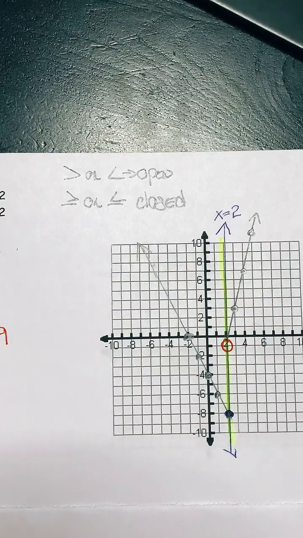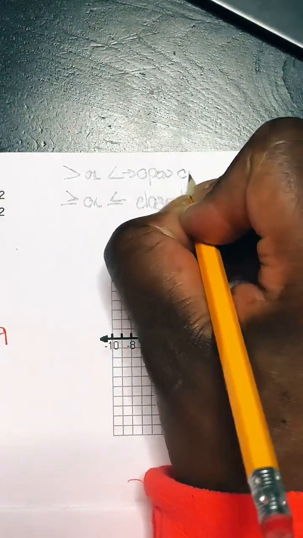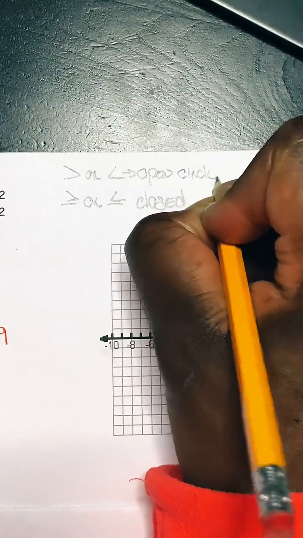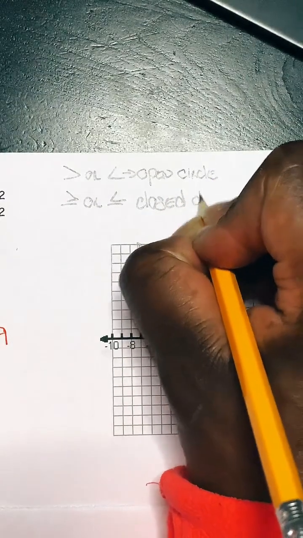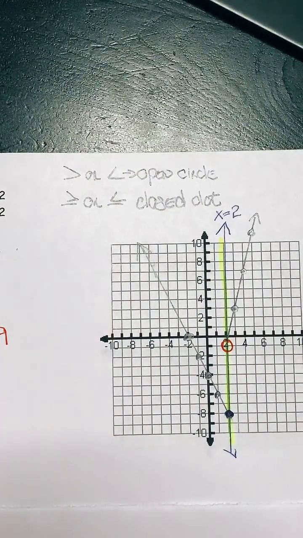Okay. What does open and close mean? The dots. So it's either going to be an open circle or a closed dot that you're putting on the graph. Got it. Awesome.